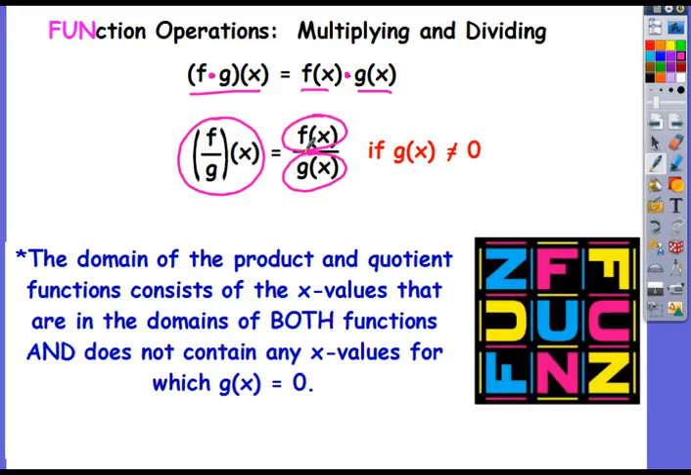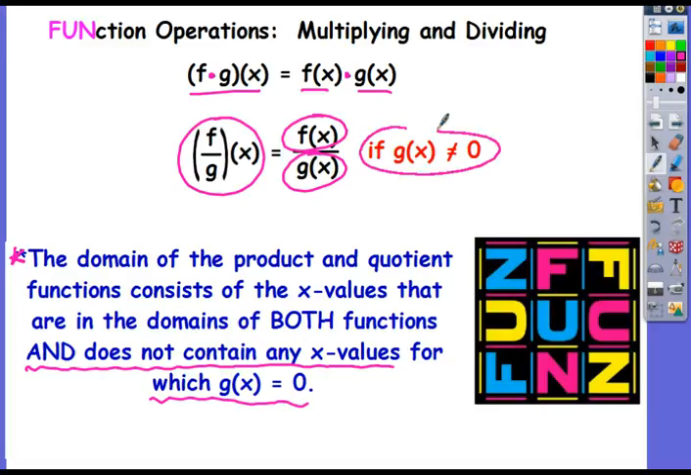But here's the note. The domain of the product and quotient functions consists of the x values that are in the domains of both functions, but there's an additional restriction here, and it does not contain any x value for which g of x equals 0. So kind of like if I was adding or subtracting, I want to look at the domain of both functions, but if I'm dividing, I cannot input something that would cause me to divide by 0.